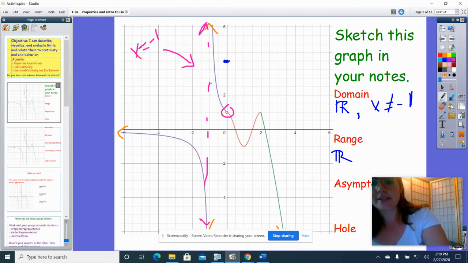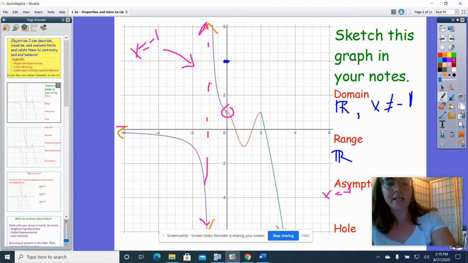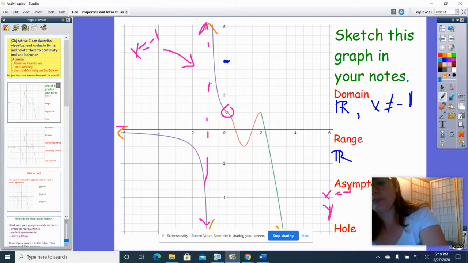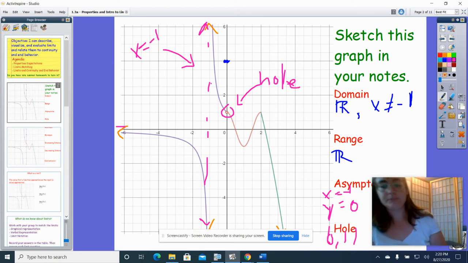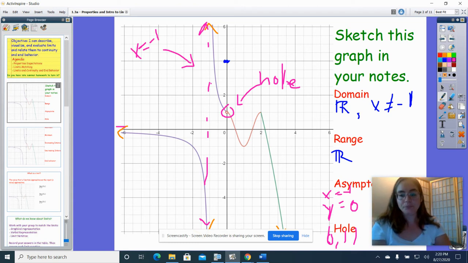So this is actually an asymptote right there. And then there's also an asymptote over here, which is as x approaches -infinity, y approaches 0. You're getting closer and closer to the x-axis, or y equals 0. All right, and lastly, we did circle the hole before, but it's right here. We call that a removable discontinuity. So the hole is at (0, 1), at the point (0, 1).